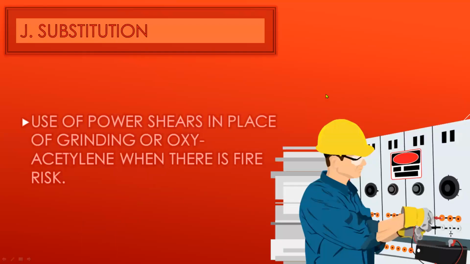For the substitution process, in times of grinding or using the oxyacetylene, make sure of this. Use power shears in place of grinding or oxyacetylene when there is fire risk.